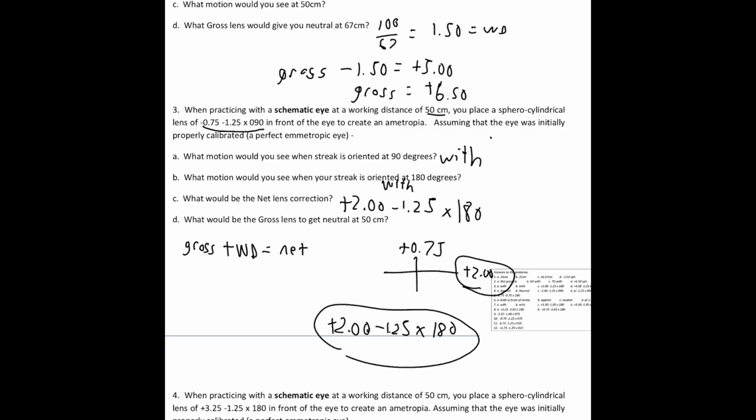The thing you have to remember with this is that you don't really need to mess with the sill. When it comes to gross lenses overall, we are talking about just the sphere, technically. So our net can just be +2. Our working distance, since it's at 50 centimeters, is -2, and then our gross is here. So if we do this, we solve for gross equals +4, and then we just add the rest of the prescription. So it's +4 -1.25 axis 1.